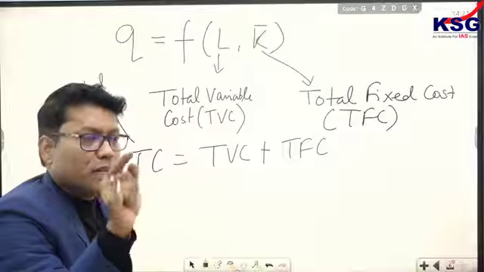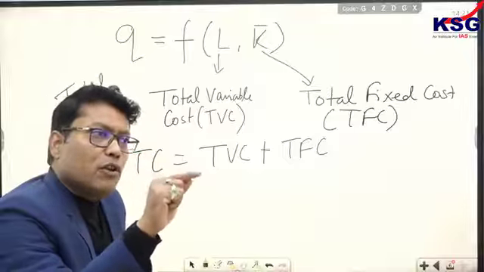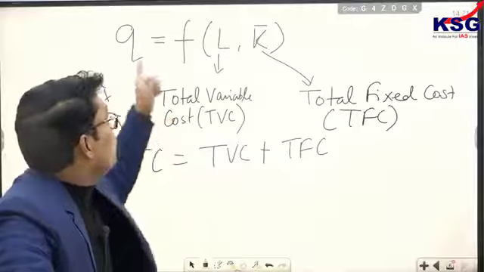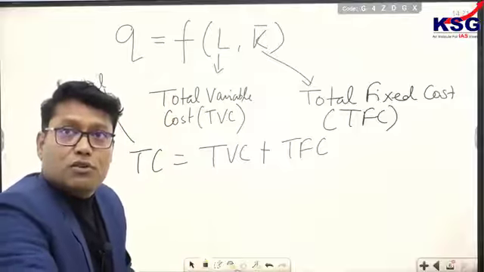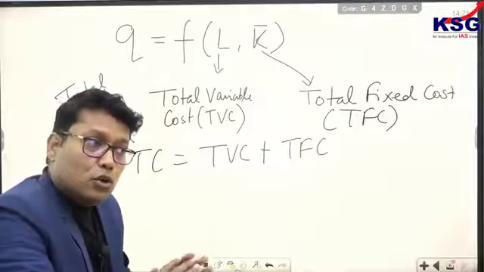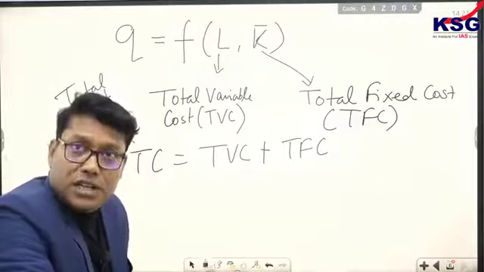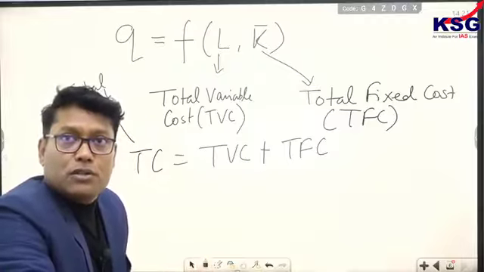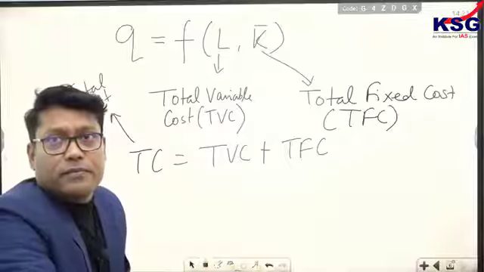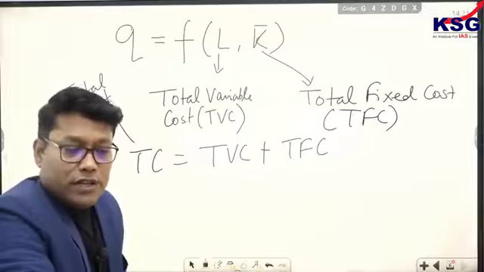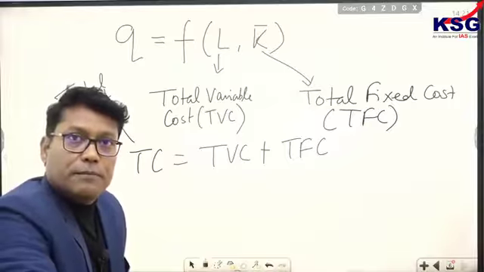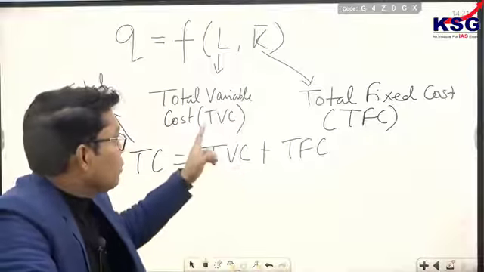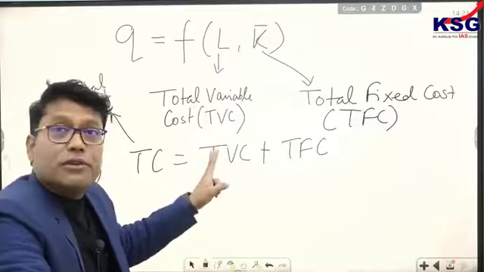Fine, full stop. If level of output changes, means if Q is going to change, then total variable cost will change accordingly. Clear? Total variable cost will change accordingly. This is the concept behind the TVC, total variable cost.